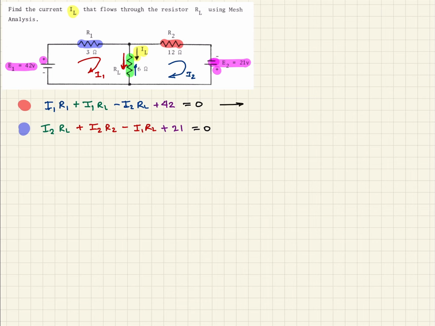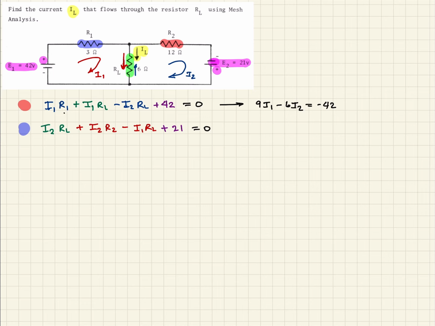So for this one, if we were to do that, we would have R1, which is 3, RL, which is 6, so that's going to be 9 I1. And then we'll also have the 6 ohms, so that's going to be minus 6 I2. That's going to be equal to minus 42.